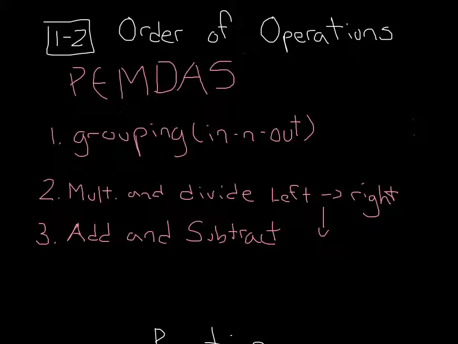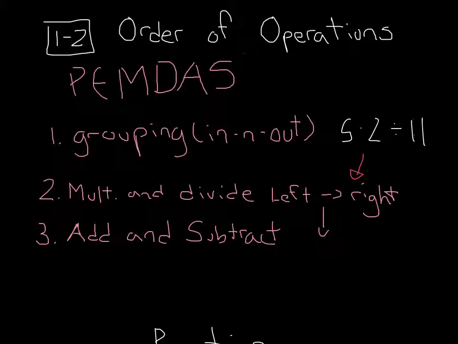Then you multiply and divide left to right. If you have a big equation like 5 times 2 divided by 11, that's 10 divided by 11. I did 10 divided by 11 because you just go left to right. When it has multiplication and division, you simply go left to right. So you understand that method: multiply and divide left to right.